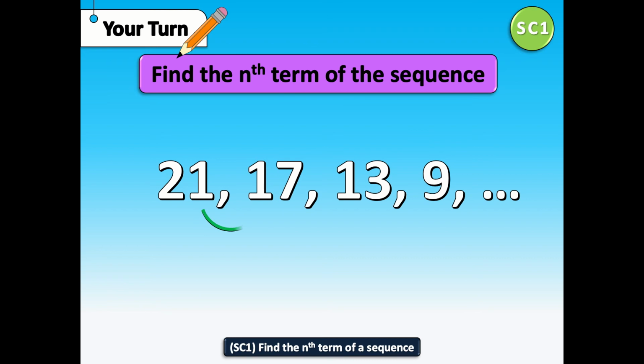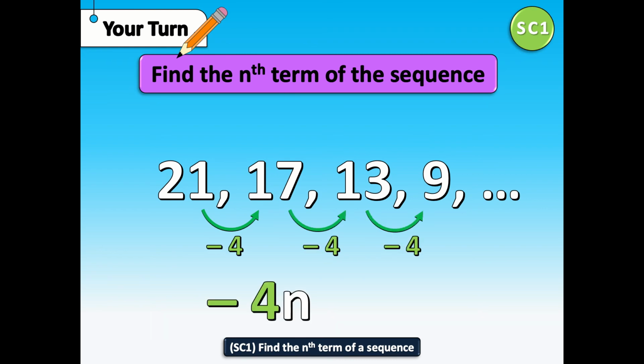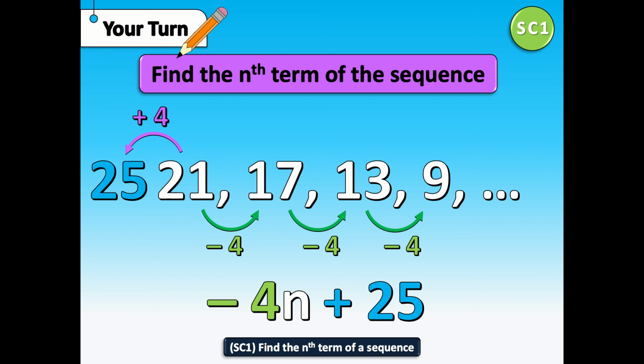So this sequence is going down in 4's, so the nth term starts with minus 4n, and the term before the first term in the sequence would be 25. So the nth term is minus 4n plus 25. Or it can be written as 25 minus 4n.